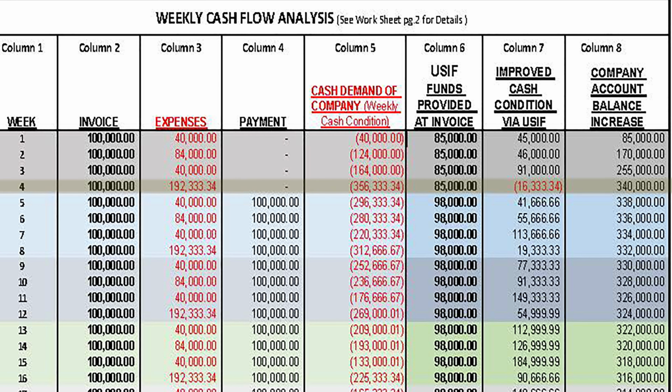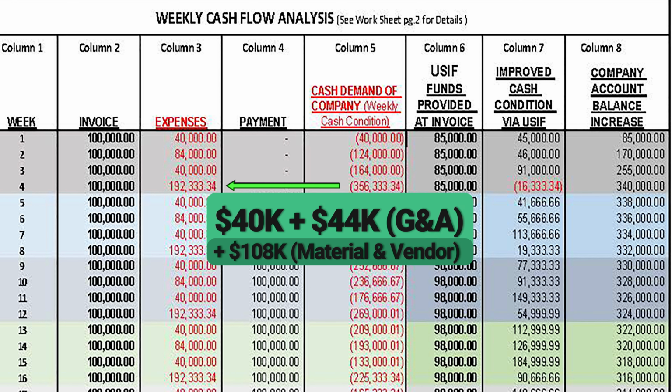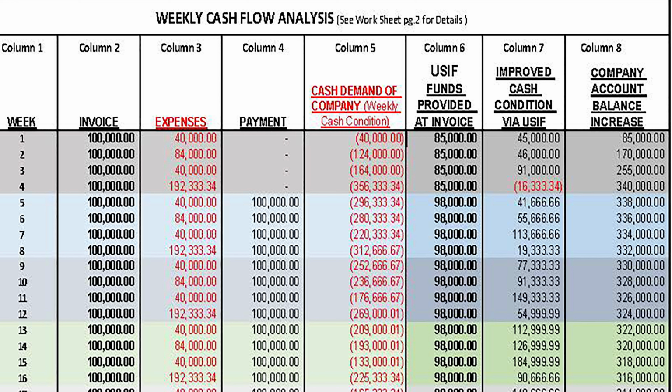Week 4. This is when it all comes together. Week 4, the payroll is $40,000, the G&A is another $44,000, and now material and vendor costs have to be paid, and they're going to equal $108,000. Why $108,000 and not $100,000? Because there are more than 4 weeks in a given month. At this point, the company has a cash outlay of $356,000 without any income. That income starts in the 5th week.